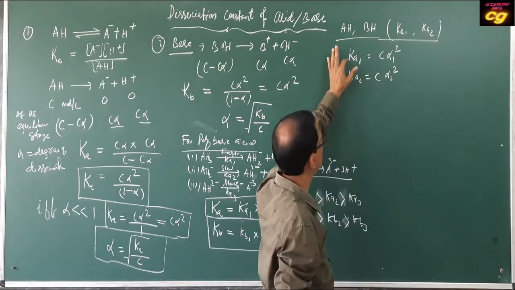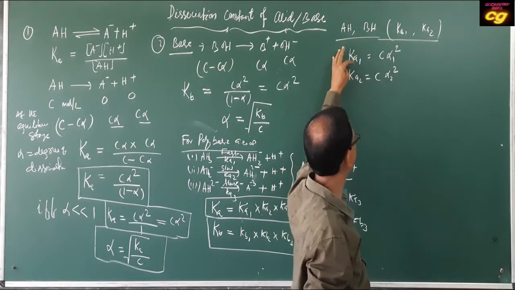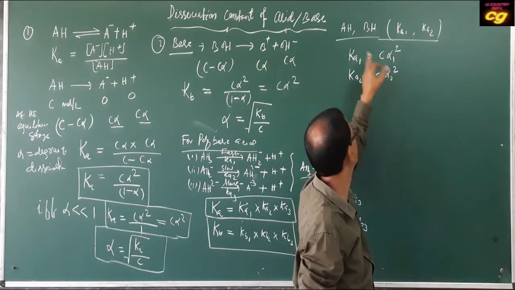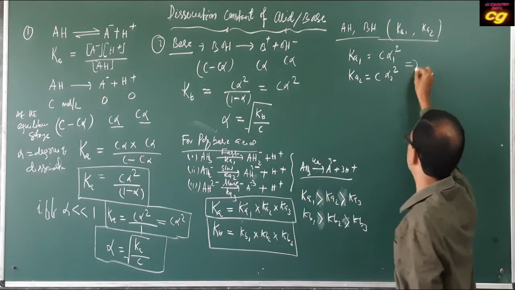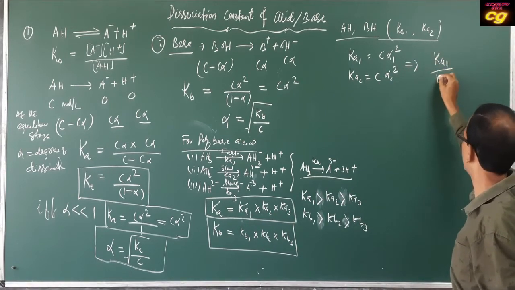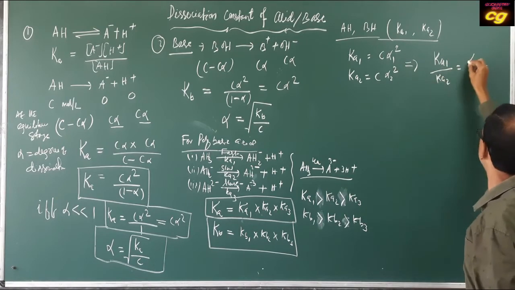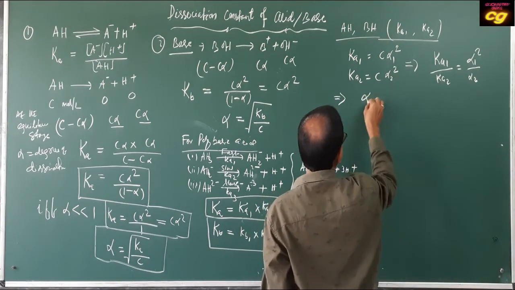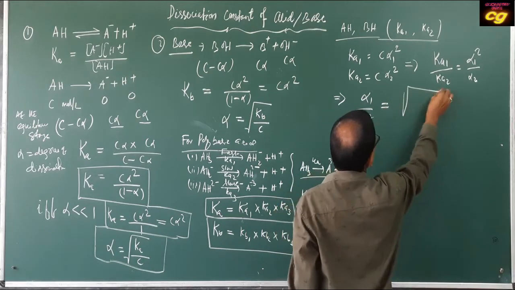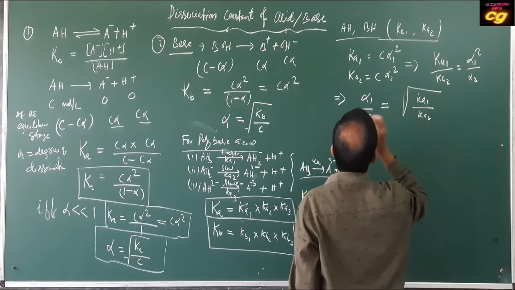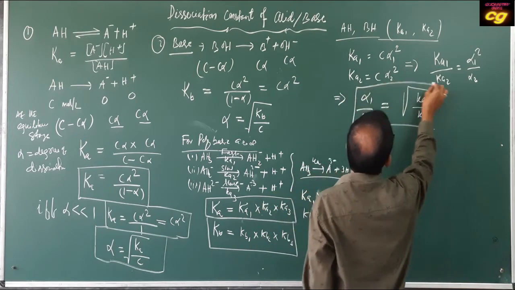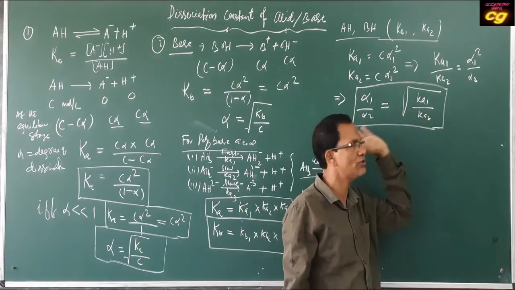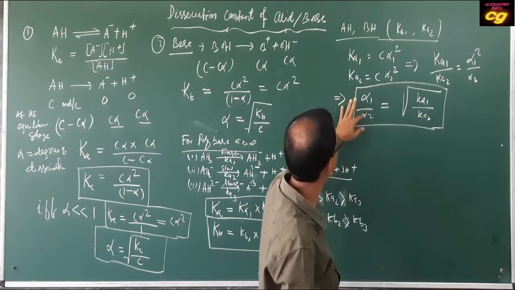But the dissociation constant for the first acid is K1 and for the second acid is K2. Alpha 1 is the degree of dissociation of the first acid, alpha 2 is the degree of dissociation of the second acid. This implies that Ka1 upon Ka2 is equal to, C is cancelled, alpha 1 square by alpha 2 square. This also implies that alpha 1 by alpha 2 is equal to the square root of K1 by K2. This is also a very important relation: when two acids are compared with the same concentration, alpha 1 by alpha 2 is equal to the square root of K1 by K2.